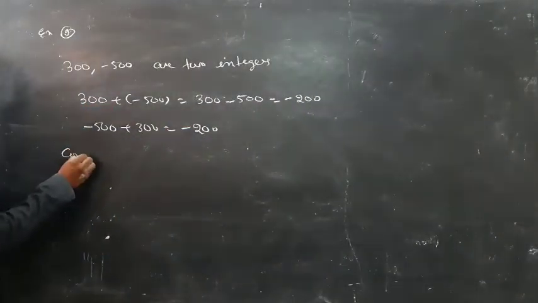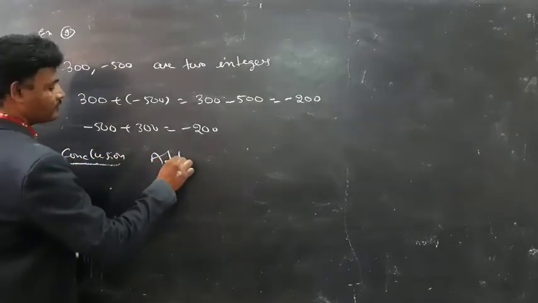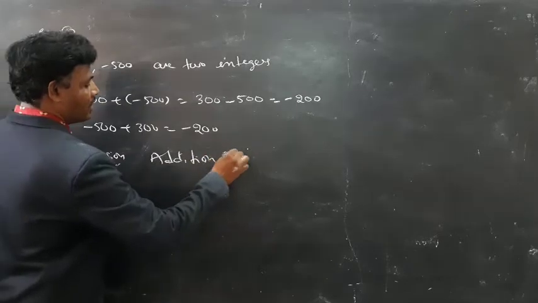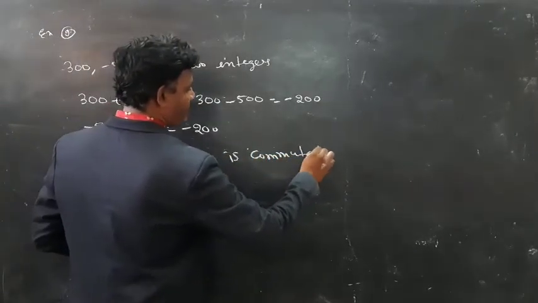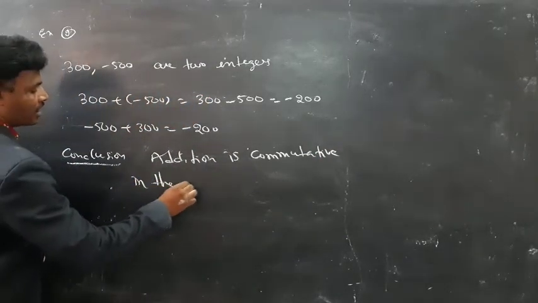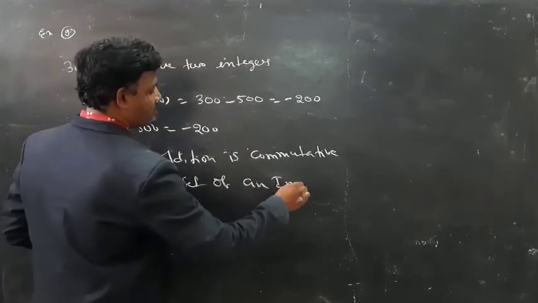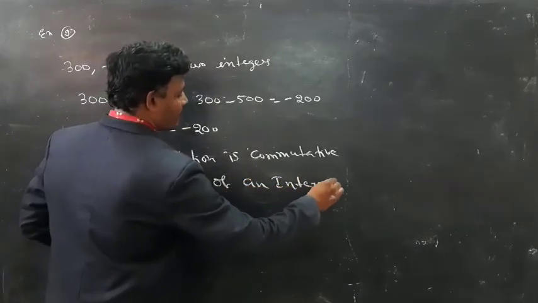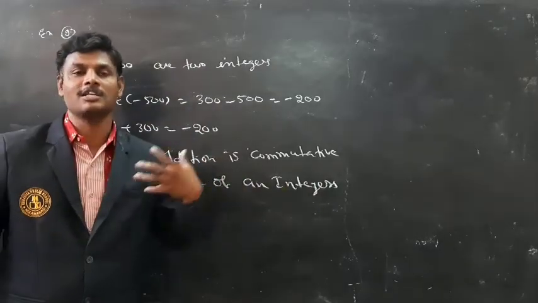What is the conclusion? Addition is commutative in the set of integers. Here, what is the conclusion? Addition is commutative in the set of integers.